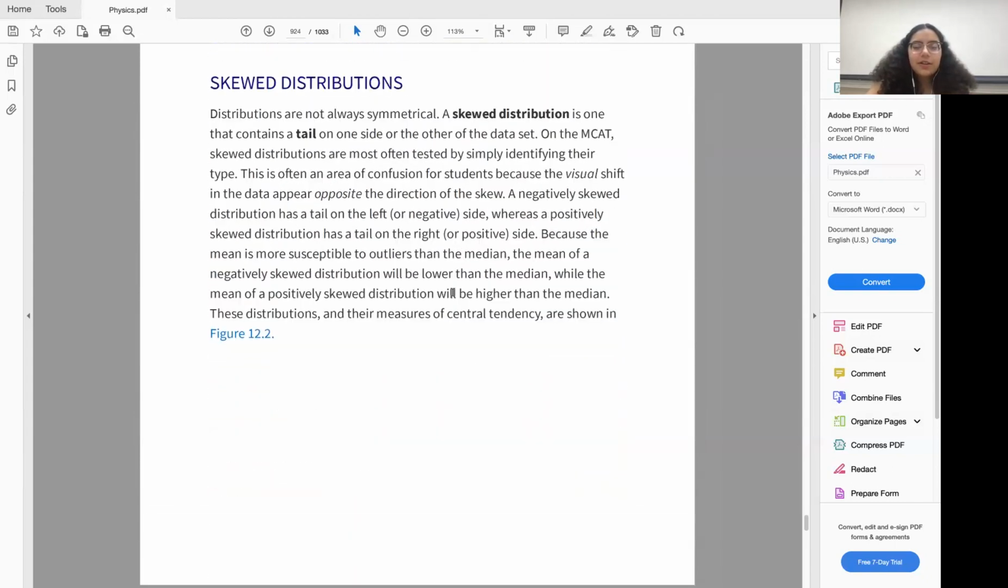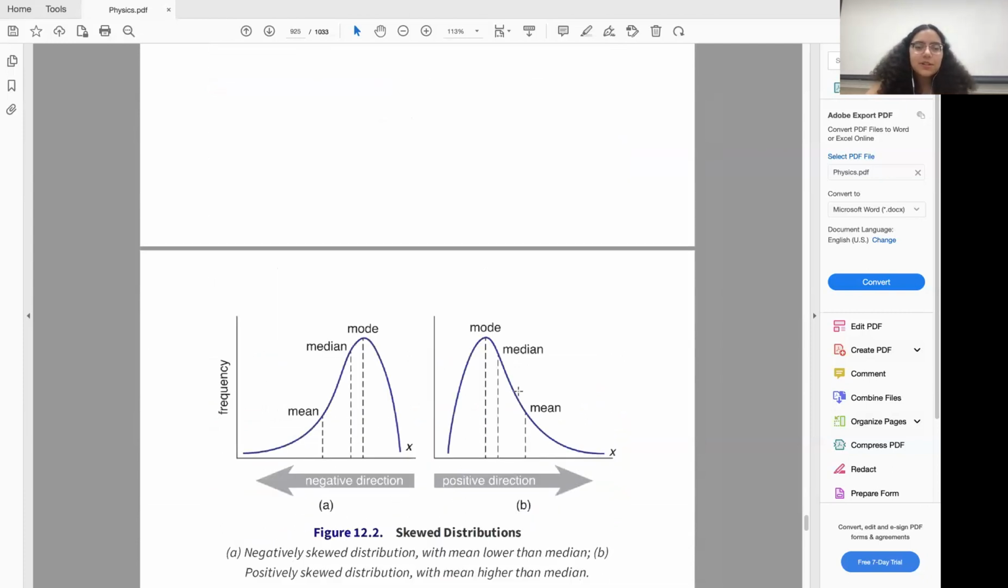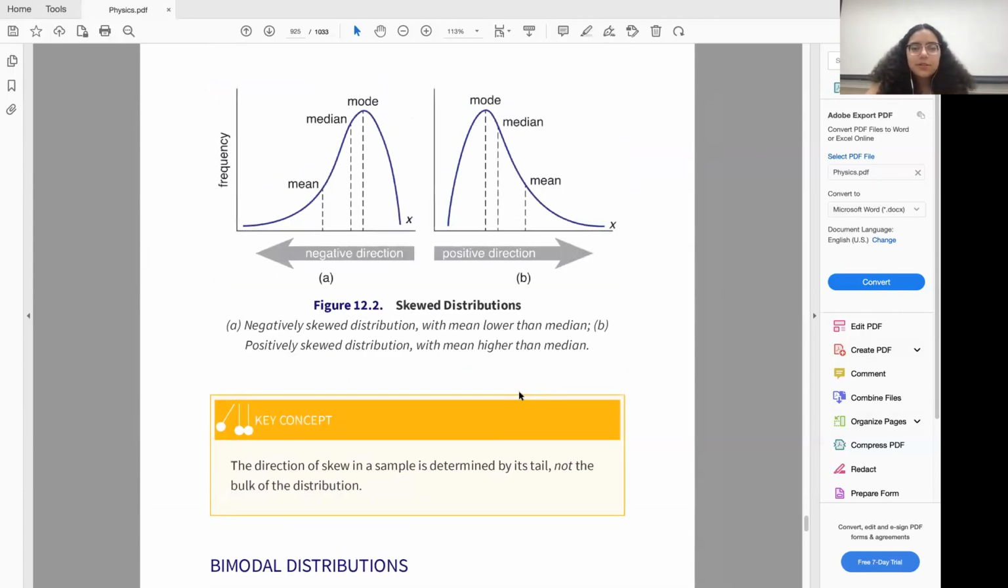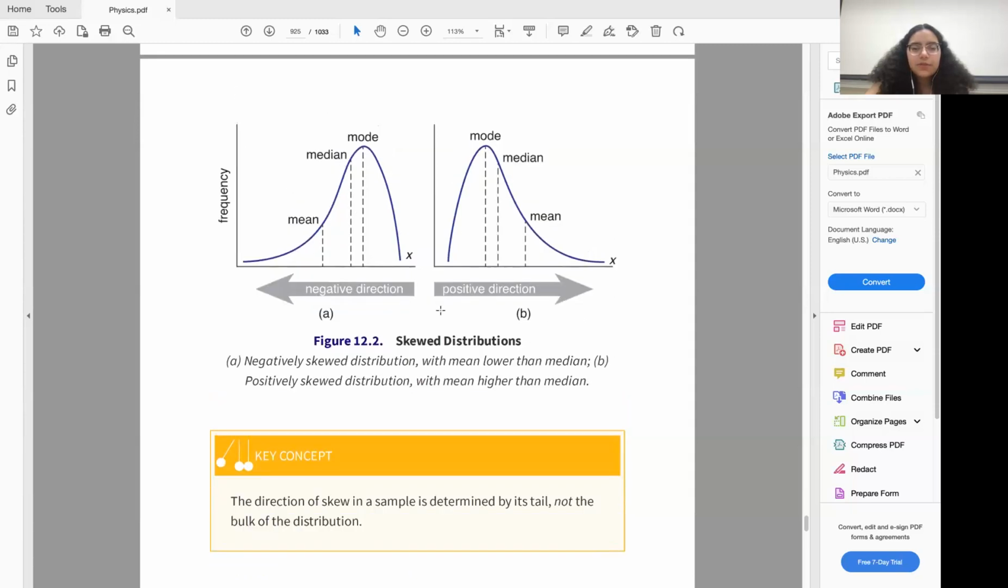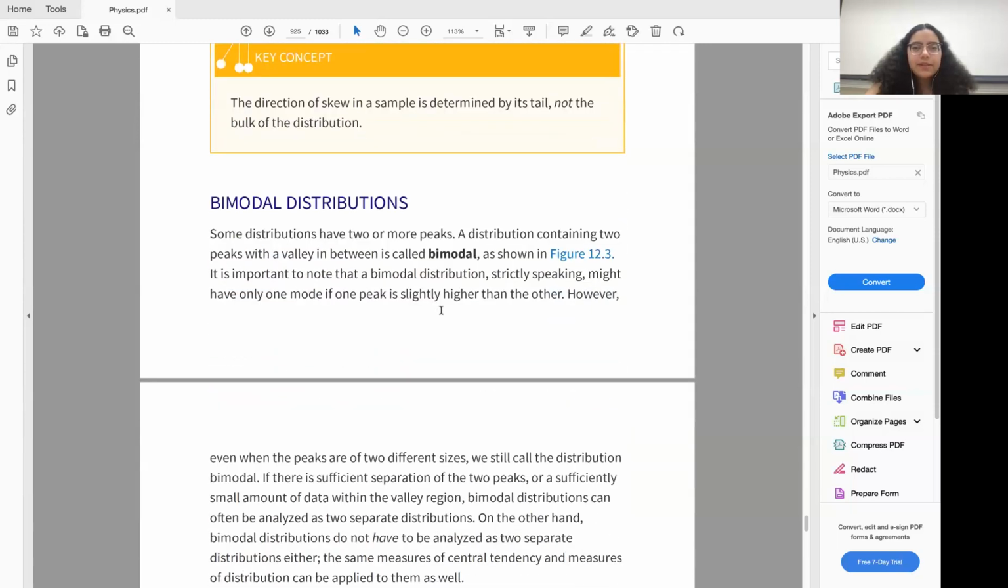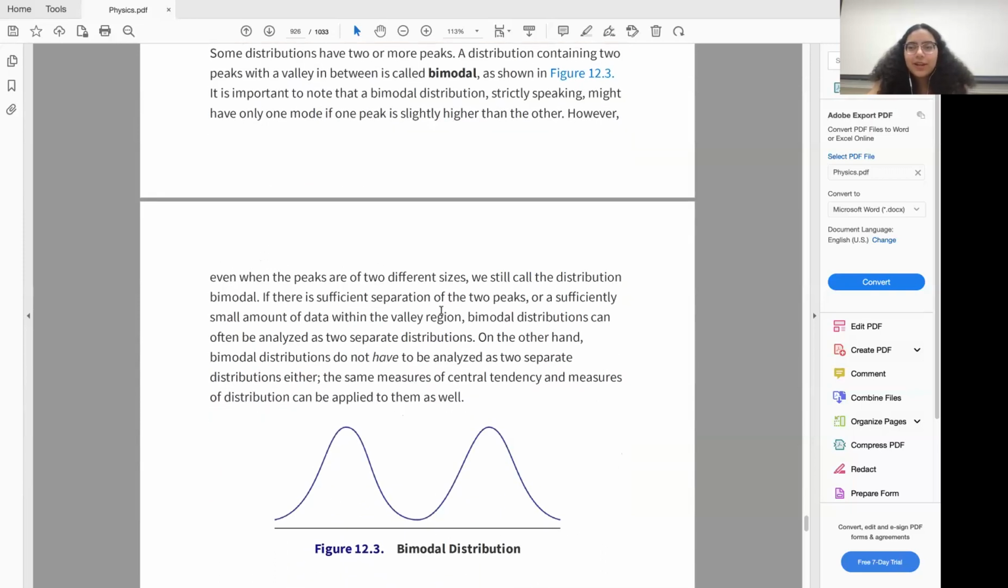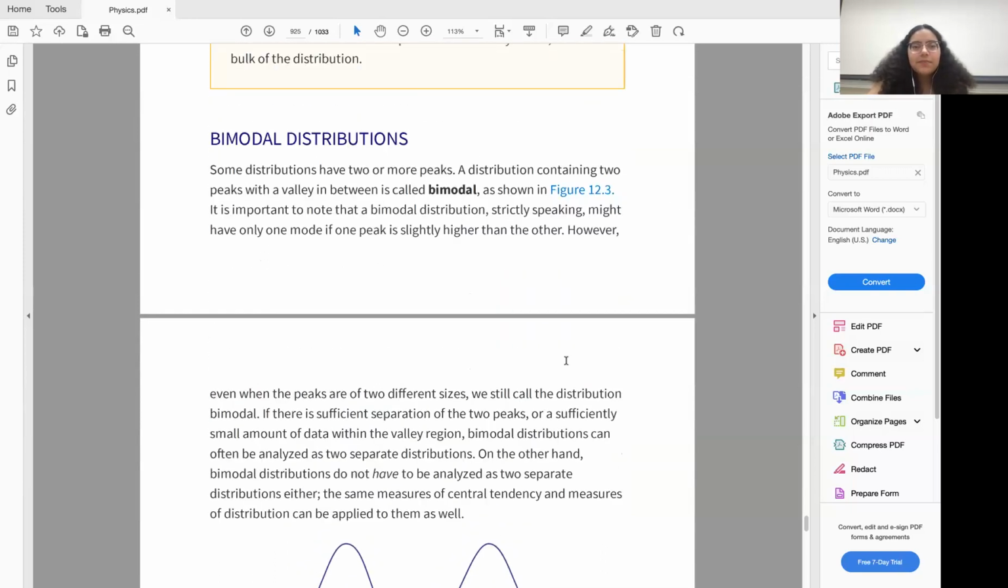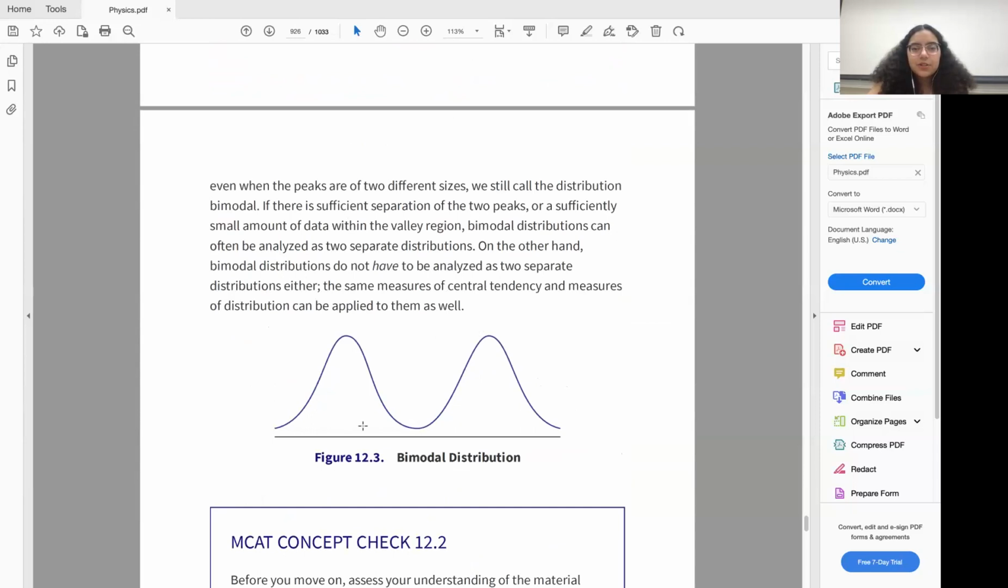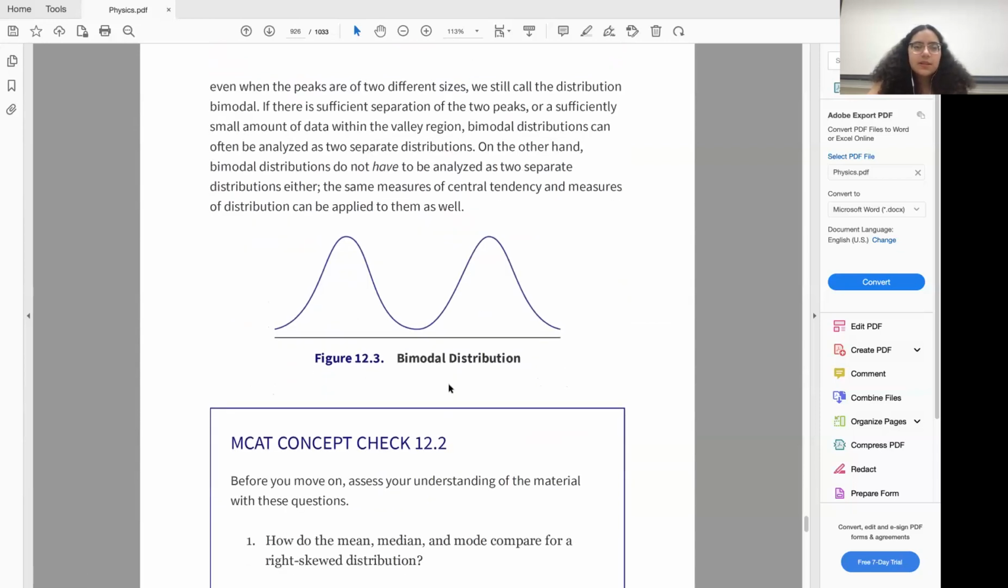And then on the other hand, if not everything is towards the center, it could be a skewed distribution, which could be skewed negative or positive. These you'll mainly just recognize when they give you a graph. Bimodal is when there are 2 different peaks.